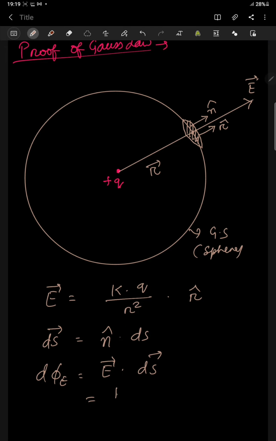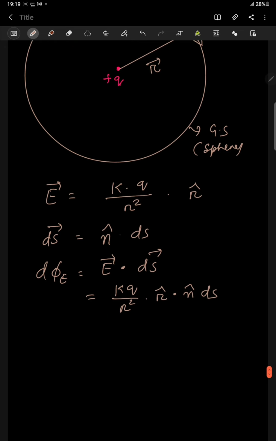So E vector is how much? K q by r square, and here it is r cap dot product with n cap ds. Why? Because E dot product ds, that's why dot product. And what will be this? Kq by r square in ds, because your r cap dot n cap, these are the unit vectors, so it will be |r cap||n cap|.